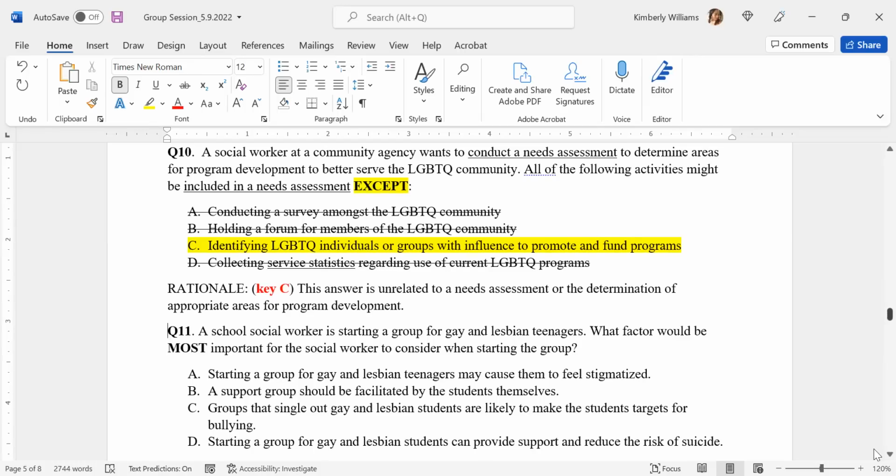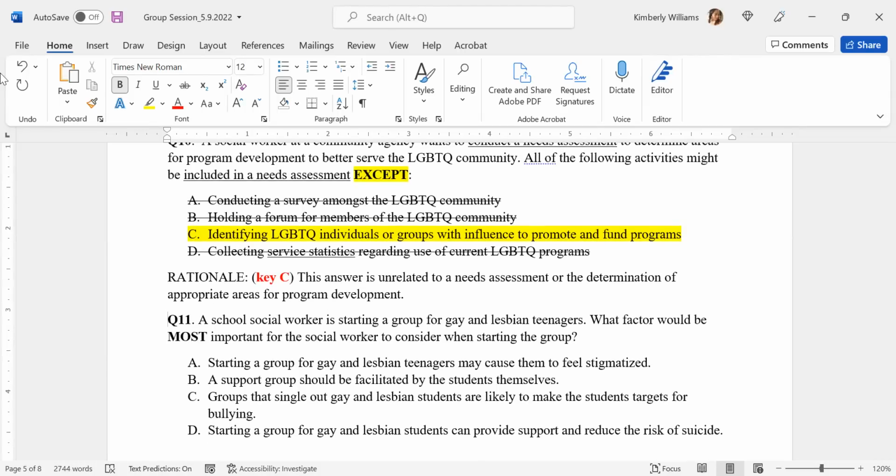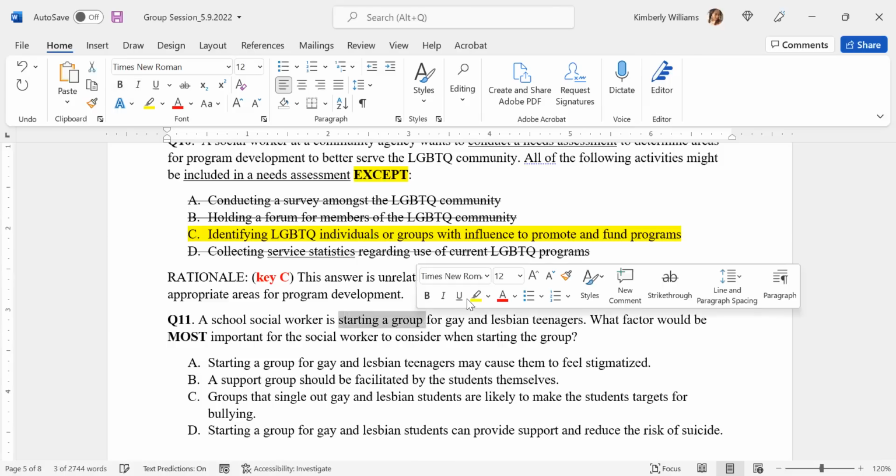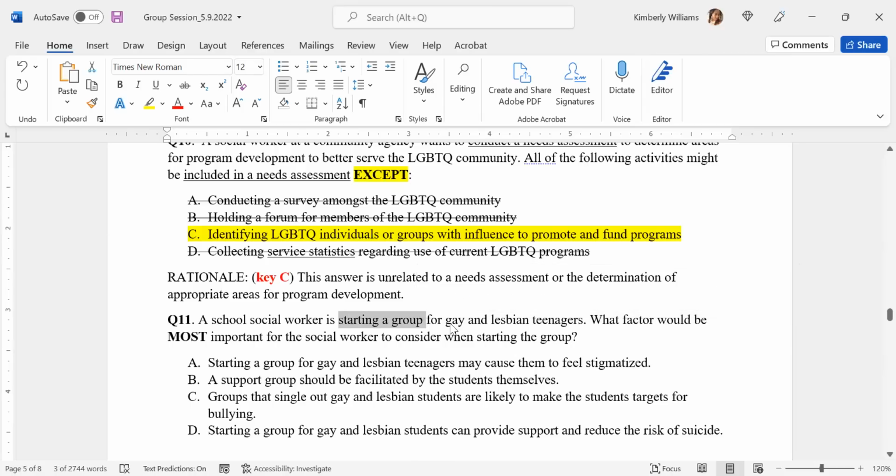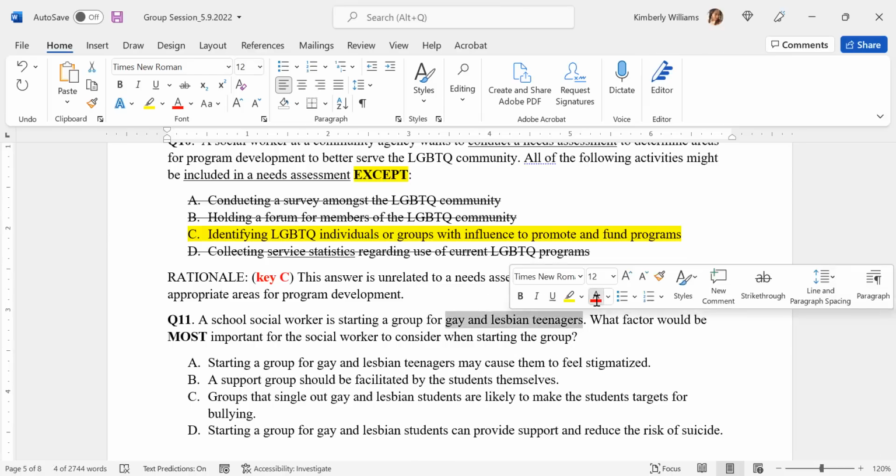All right. Number 11, we got a most questions. A school social worker is starting a group for gay and lesbian teenagers. What factor would be most important for the social worker to consider when starting the group? So you're starting a group for gay and lesbian teenagers. When you're trying to start this group, what is the most important factor that you need to consider when you're starting this type of group?